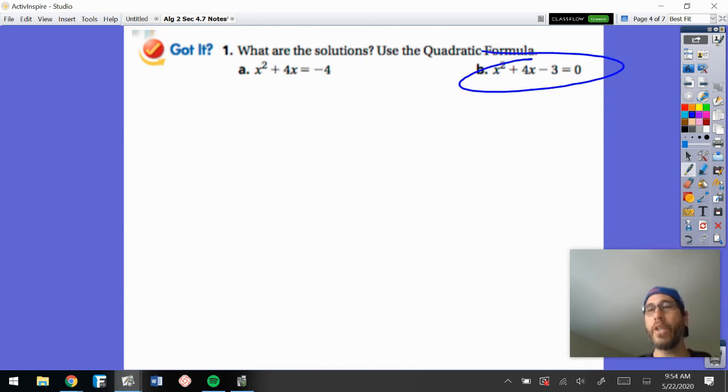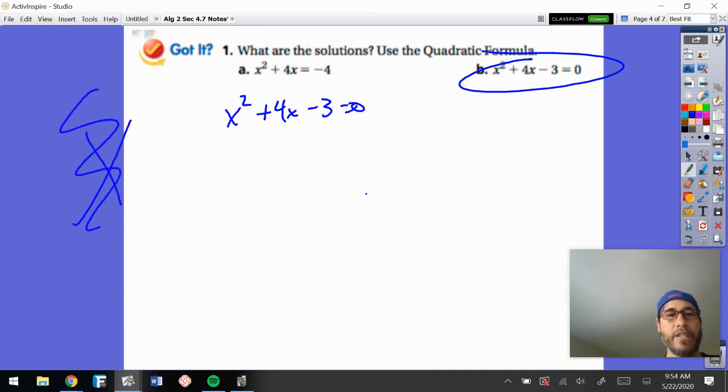Okay, here we go. Let's check out this one. That's already in beautiful form. This one here, if you try your little x, it won't work. So you can't factor this bad boy. Since I can't factor it, I need to know what A is, what B is, and what C is.